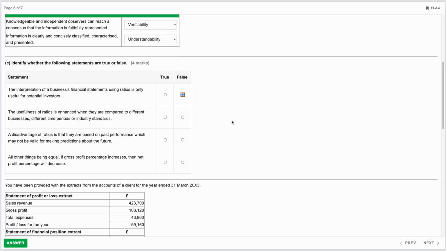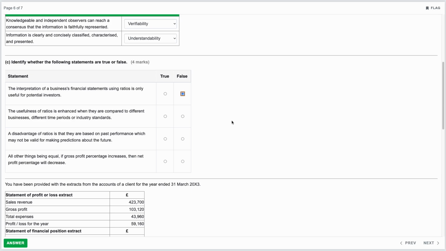They're not only useful for potential investors, anyone who is looking at the performance of the business for whatever perspective they're looking at. For example, suppliers maybe making sure that the business has good liquidity to make sure that they're likely to pay. Customers may want to make sure that the business is financially stable so that you can continue to supply them, etc. So that'd be absolutely false. It is not just for potential investors.